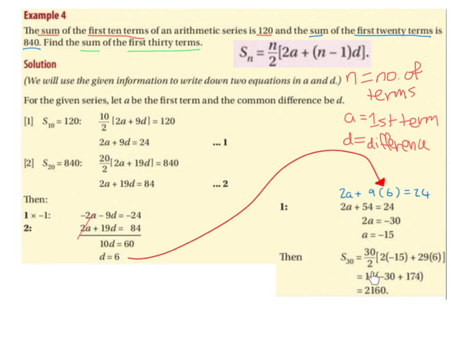30 over 2 is 15. 2 by minus 15 is minus 30. 29 by 6 is 174. Add these together, multiply by 15 to get 2,160. So the sum of the first 30 terms is 2,160.